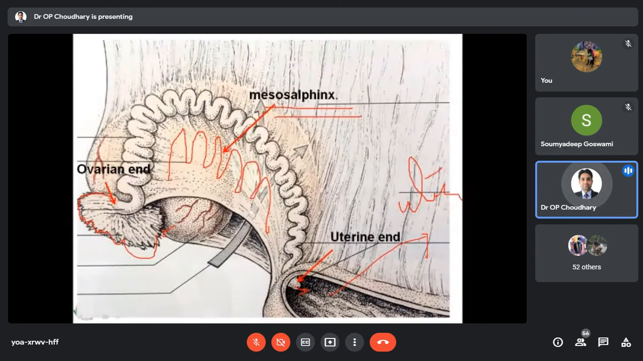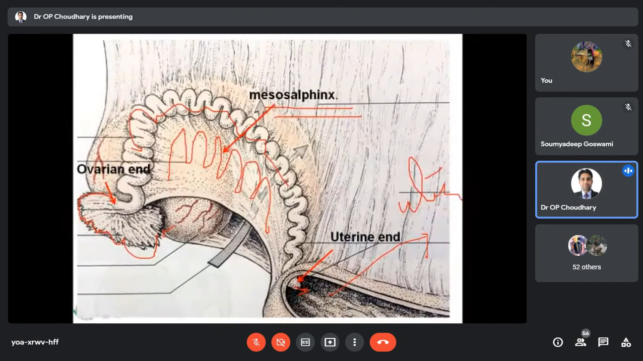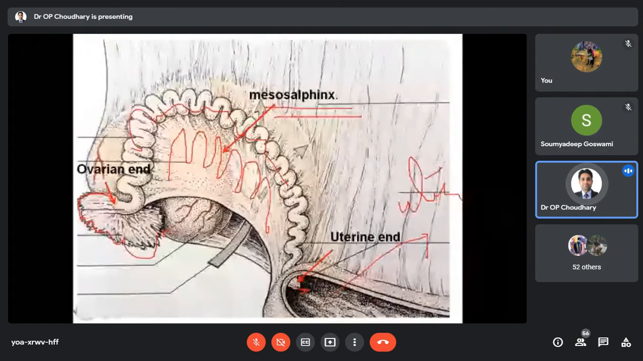And the uterine end, you can see here, usually opens into the horn of the uterus. It is almost the same in diameter, there is no variation in the diameter. But the important thing is the peritoneal covering is the mesosalpinx.